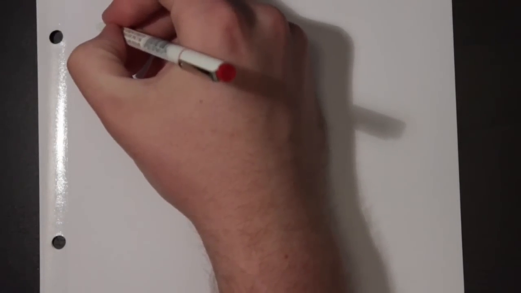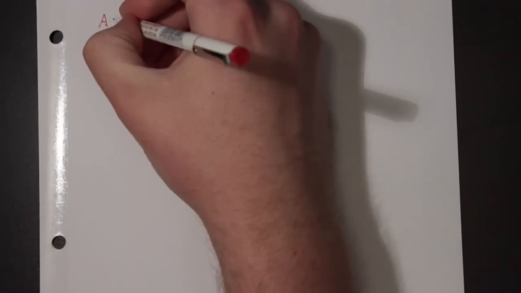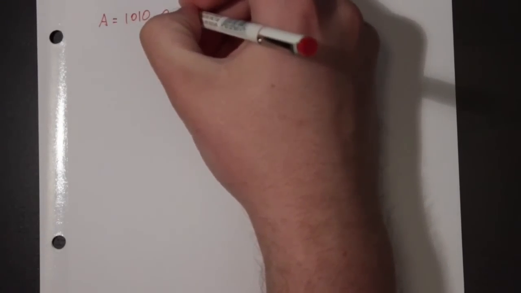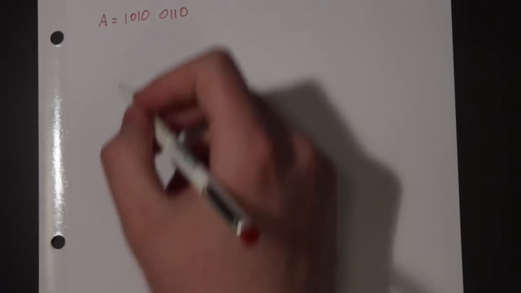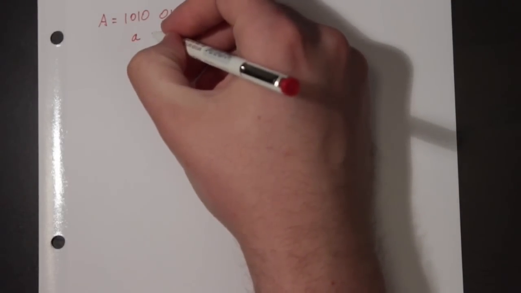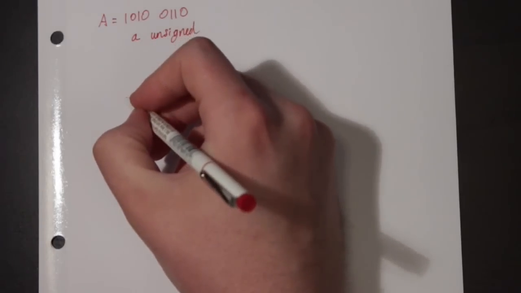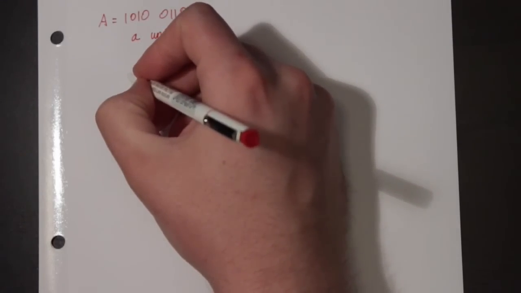So for number 1 from this set, we're given that a equals the value 1010 0110. With this number, we're asked to convert it first to an unsigned value, so I'm just going to write a for unsigned. And we're asked to convert it to a 2's complement value.